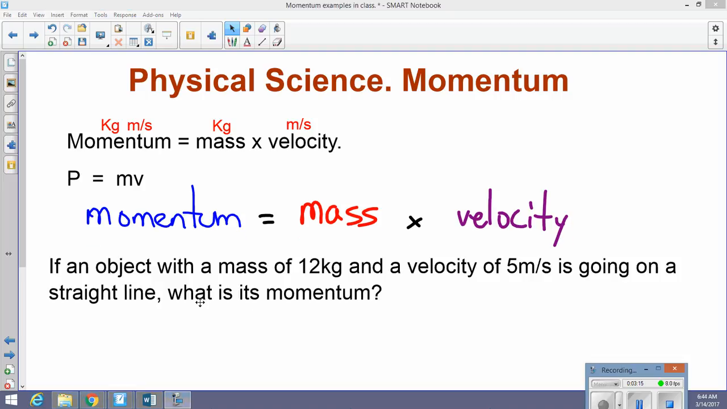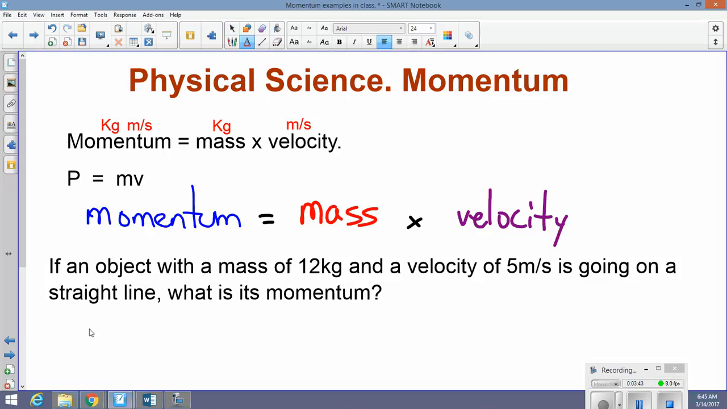Let's do one simple question. If an object moving at a velocity of 5 meters per second with a mass of 12 kilograms on a straight line is going forward, then what is its momentum? Okay, I do have my two values that I need. I have the mass and I do have the velocity. The mass is 12 kilograms, the velocity is 5 meters per second. Therefore, I have the mass, which is 12 kilograms, times 5 meters per second.